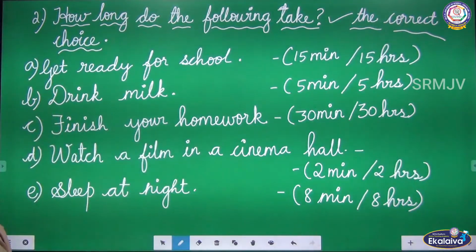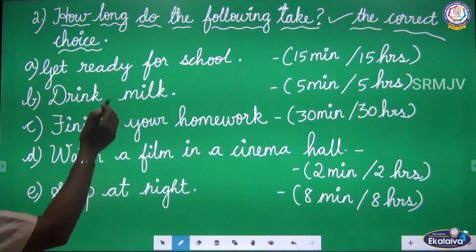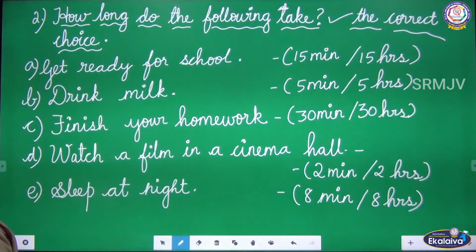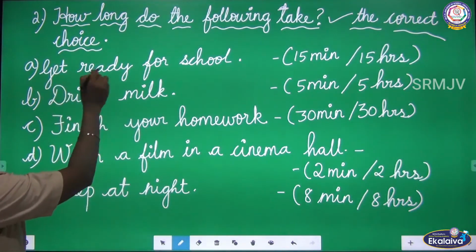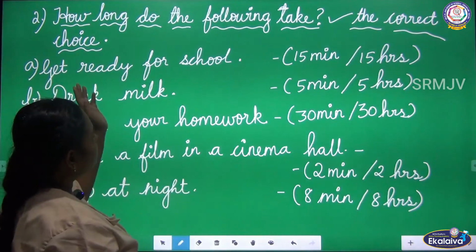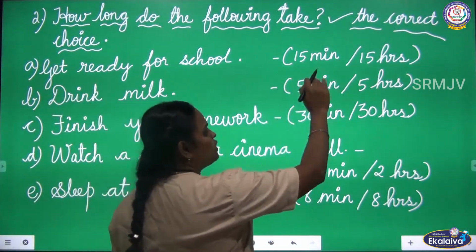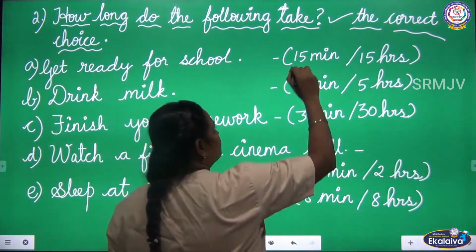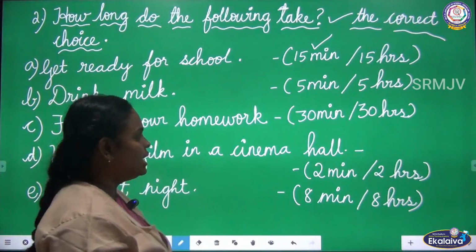Next one, how long do the following take? Choose the correct choice. So listen children, how long does the activity take place? You have to tick the correct one, that is minutes or hours. So listen, get ready for school. How long will you take to get ready for school? 15 minutes or 15 hours? 15 minutes only you will get ready for school, not in 15 hours.